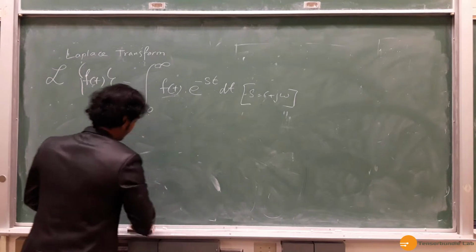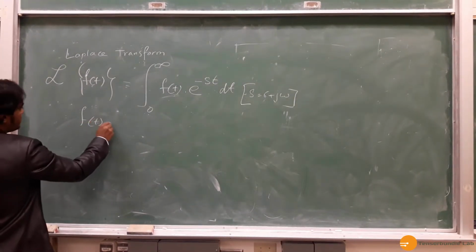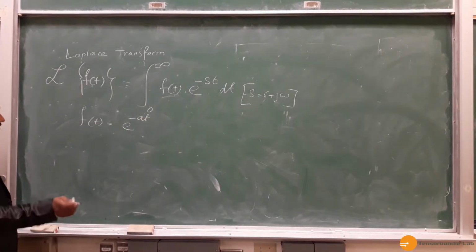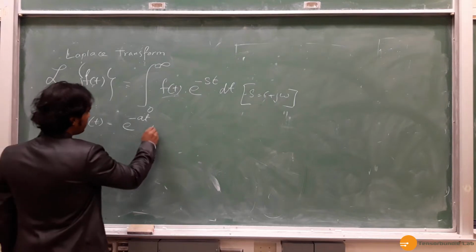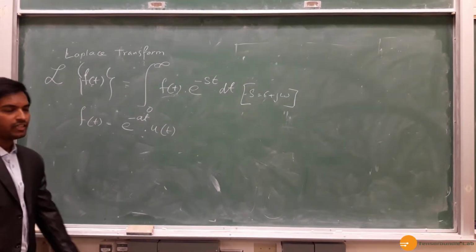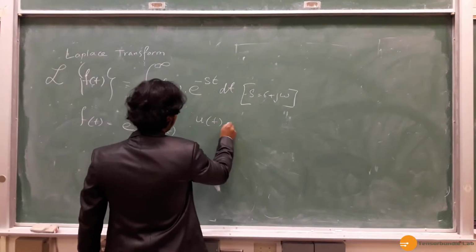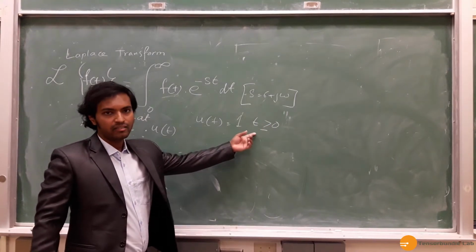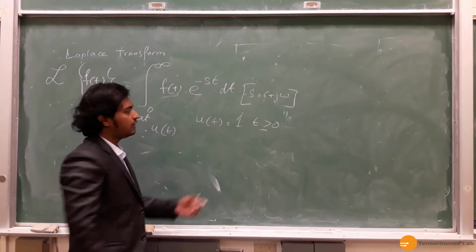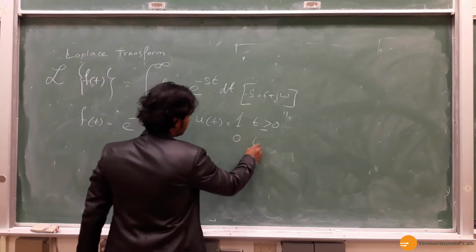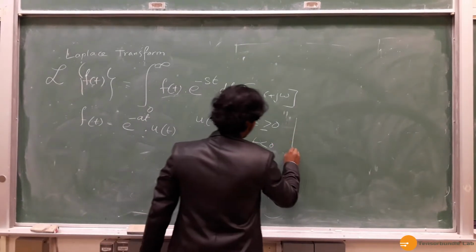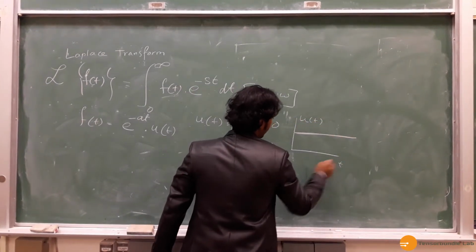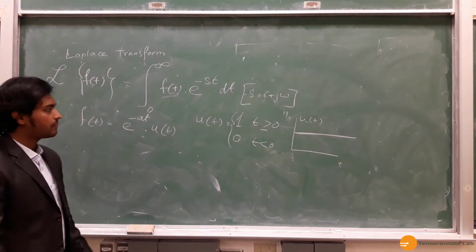Let's take an example. Let's say f of t is defined as an exponential function e to the power minus a t. This is an exponential decay multiplied by a unit step function u of t, which is defined as 1 for time greater than or equal to 0. That means on the positive time axis, the value of u of t is 1, and for the negative time axis it's 0. So this is like a straight line like this. Okay, this is the u of t function.